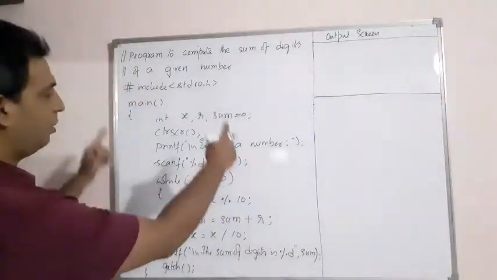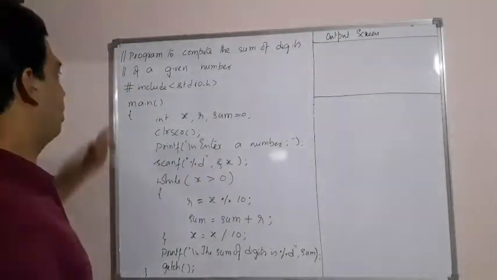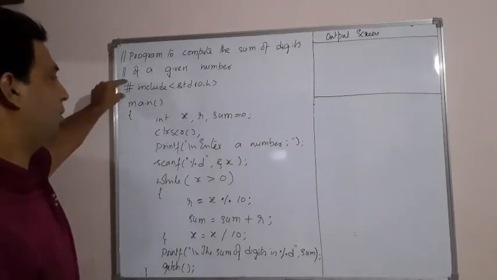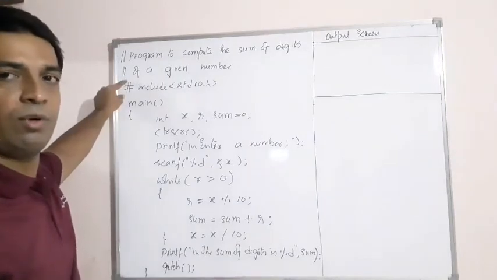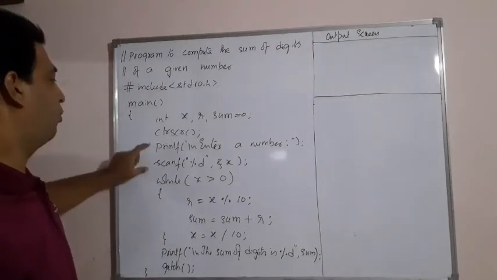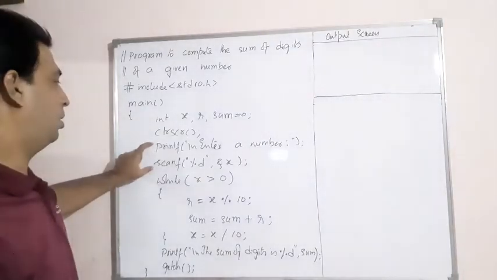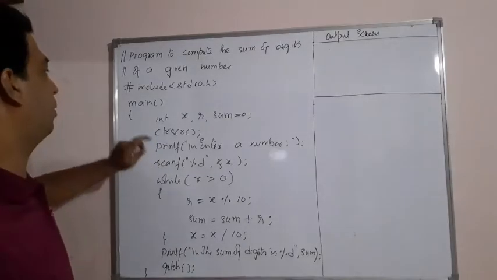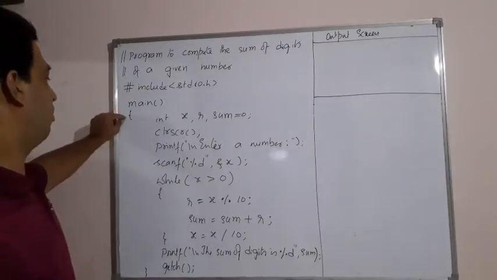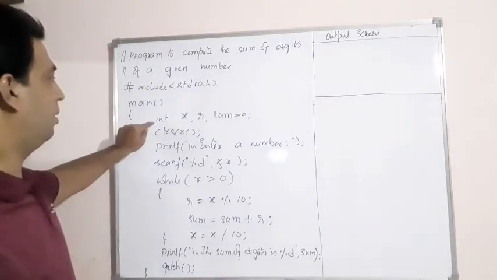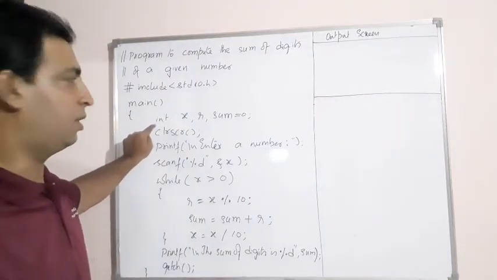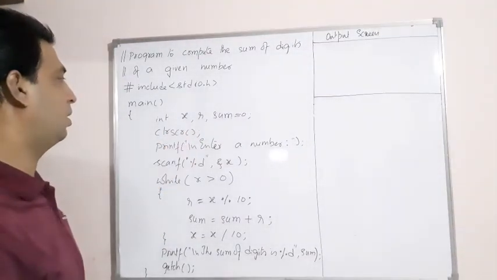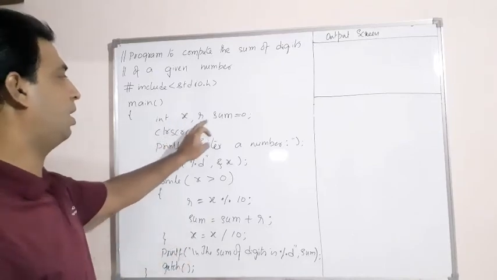So if this program is given, the program starts with the comment line on the top, and then there is a preprocessor directive, which is stdio.h, for the prototypes of I/O functions like printf and scanf and other functions. Main starts with the braces, and there is the block of main, and here is the first line of the program, which is the declaration statement, where in this program it has three variables named x, r, and sum.